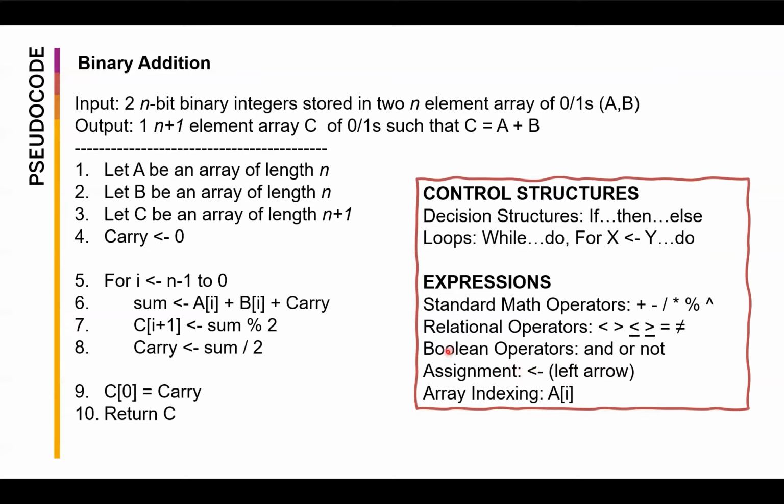We can also use Boolean operators: and, or, not. And also array indexing. To refer to the index of an array, we use square brackets.